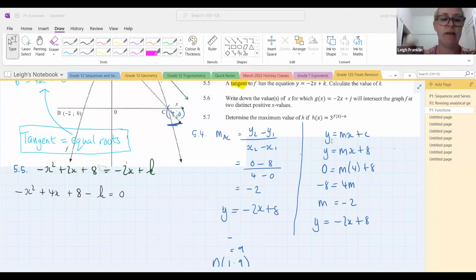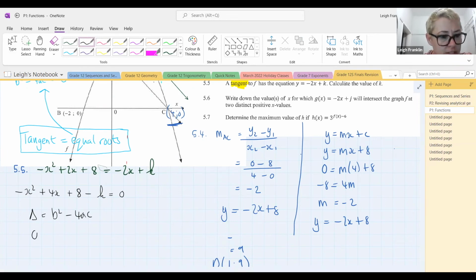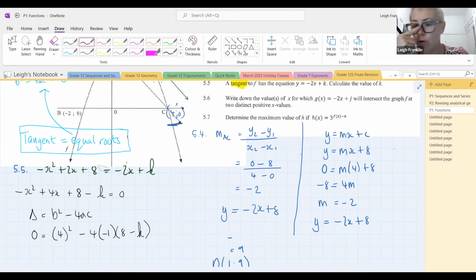Okay, so this is the grade 11 way, right? And probably the most common one that people would use. So now subbing into delta, which is equal to b squared minus 4ac, we know that delta has to be equal to 0 for equal roots. b is 4, so 4 squared minus 4 times a, which is negative 1, and c is everything else, so 8 minus k. Remember, a is the coefficient of the x squared term, b is the coefficient of the x term, and c is everything else in the equation.